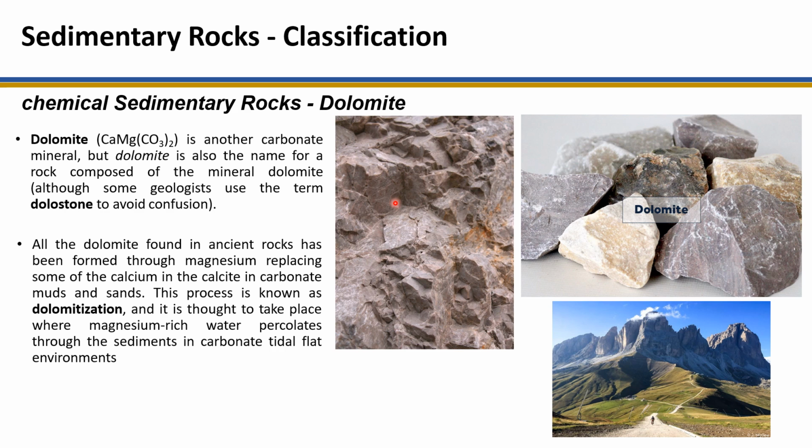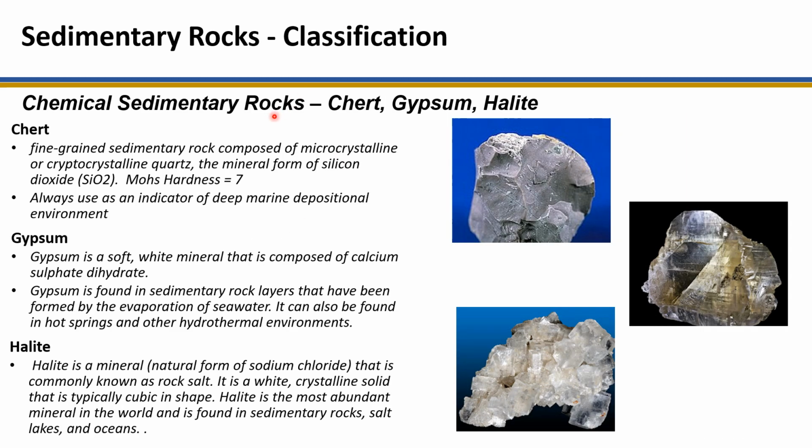So dolomitization is thought to take place when magnesium-rich water percolates through sediments in carbonate tidal flat environments. Now we move into non-calcitic types of chemical sedimentary rocks, which are chert, gypsum, and halite.